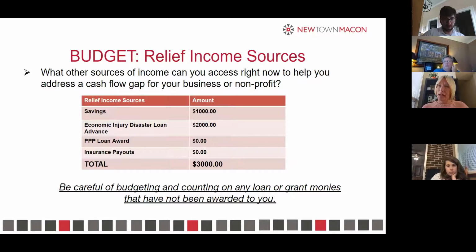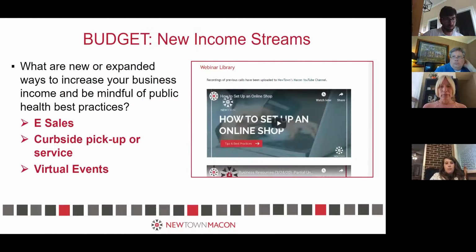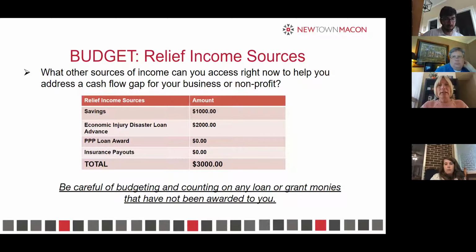Now, if you have applied for any SBA monies and you haven't been awarded them yet, I would be careful about going ahead and counting on them until they do show up in your bank account. But if you've had a conversation with a lender and they tell you it's coming, then you can go ahead and run a scenario where you count on it, but be careful about counting on any income source that hasn't been confirmed yet.